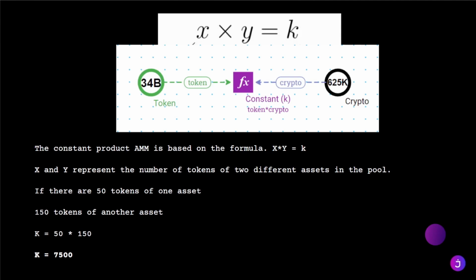The constant product AMM is based on the formula X times Y equals K. X and Y represent the number of tokens of two different assets in the pool. Combined, they create K. To put it simply, if you have 50 tokens of one asset and 150 tokens of another asset, this K value is the product of the two, or 7,500. A constant product, see where the name comes from, means this K value does not change no matter the trade.